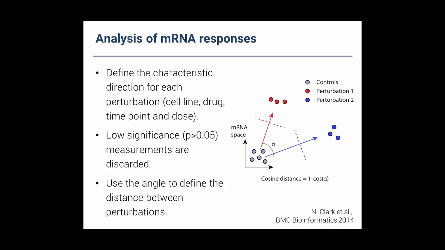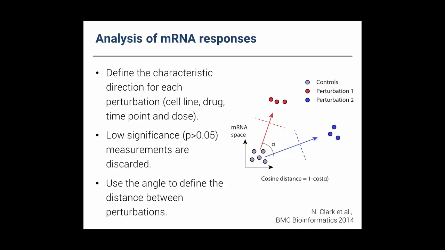The way we analyze the perturbation is through the characteristic direction developed by Neil and other members of Avi Ma'ayan's lab. In brief, for each perturbation, which is a combination of a cell line, a drug, a time point, and a dose, we had a few replicates. This is illustrated here, followed by the red dots, and the controls will be those dots down here. Then what we do with the characteristic direction is to define the plane that best separates those two groups, the control and the perturbation, and give us a direction, which is basically the LDA in technical terms. And this also gives us a p-value. So basically, we only consider the perturbations that are significant.